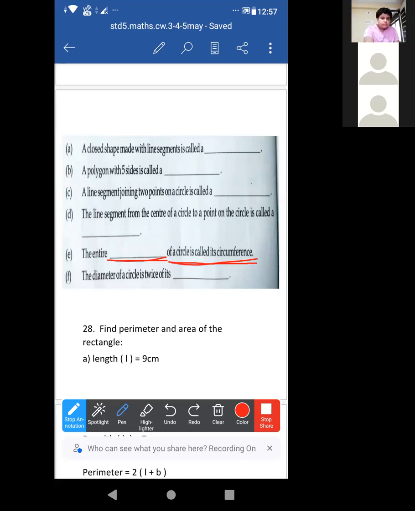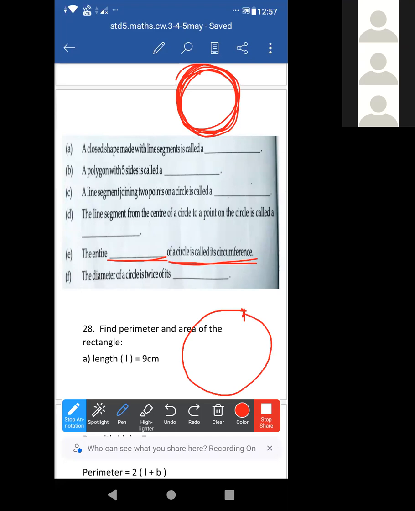The entire length. Look, suppose this one is a circle. The entire length means this boundary length. Suppose from here I have started and I have gone up to this. The entire length of the circle, or of the boundary, is called circumference. So write the entire length.